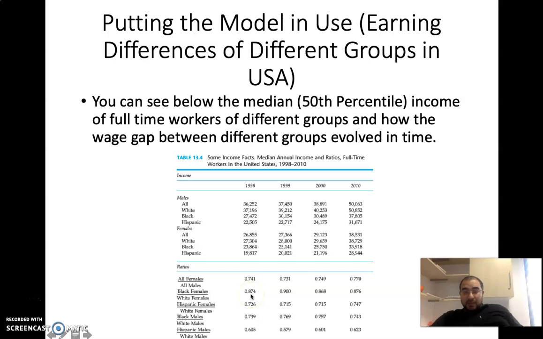In the case of black females and white females, it has almost remained the same at 0.87. And in the case of Hispanic females and white females, it has increased slightly from 0.7 to 0.74 between 1998 and 2010.